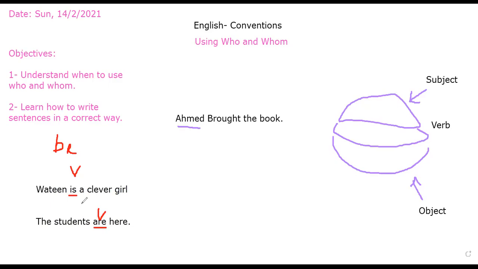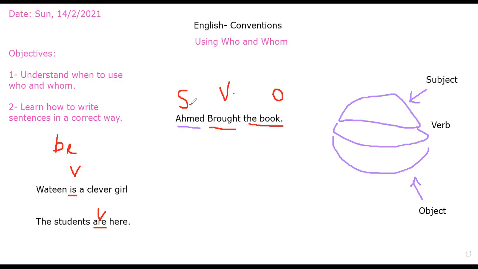When I say, Ahmed brought the book, brought here is the verb, and it is an action verb. And what he brought, if I ask you, Ahmed brought what? Brought the book. So the book right here is the object, and Ahmed is the subject. This is how you make any sentence in English. You need a subject, a verb, and then to complete it with a suitable complement.